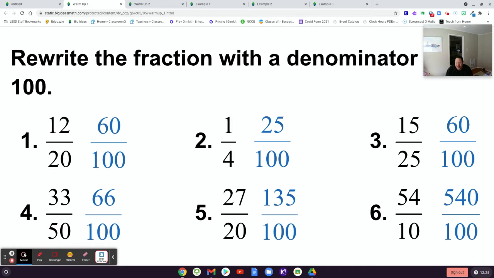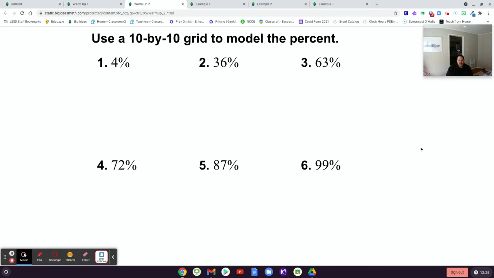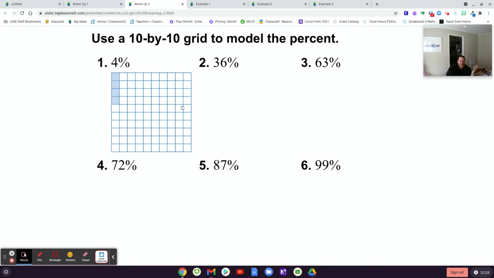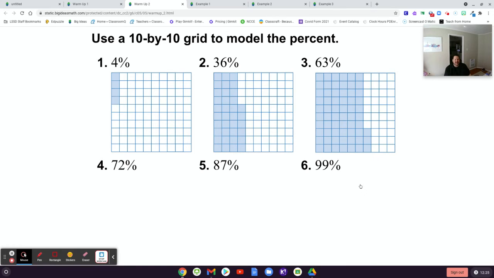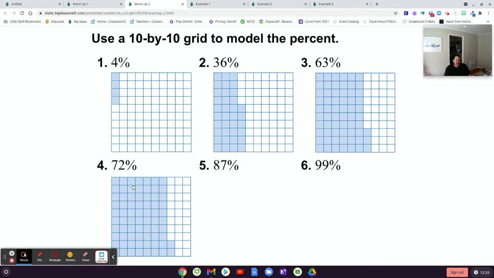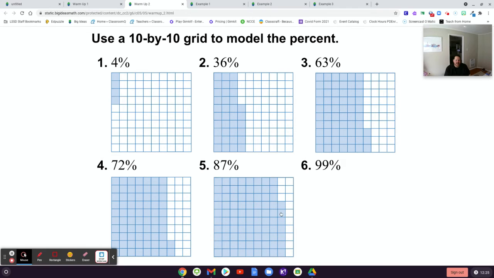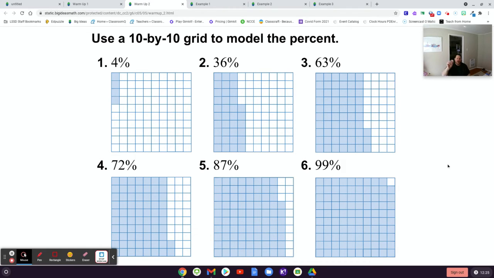And then 54 over 10, we can multiply the top and the bottom by 10 and you get 540 over 100, or 540%. Okay, so some of the problems you'll be actually using a little grid and you've got to put check marks in to show the percents. So if you have 4% out of 100 squares, you'd fill in 4 of them. There you go. 36% is 36 out of 100. 63%, 63 out of 100. 72%, 72 out of 100. 87%, and then 99%, you just have 1 that's not filled in. So that's basically it. To model a percent, you just fill in how many out of 100.